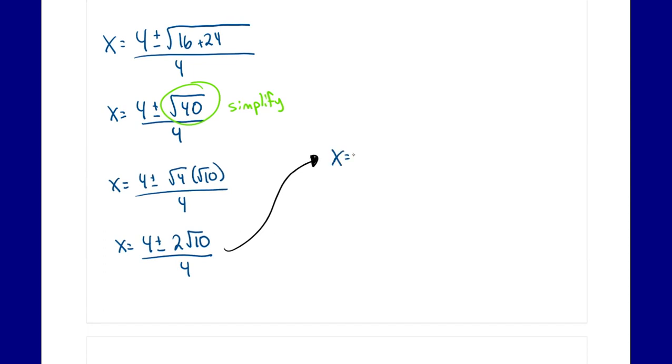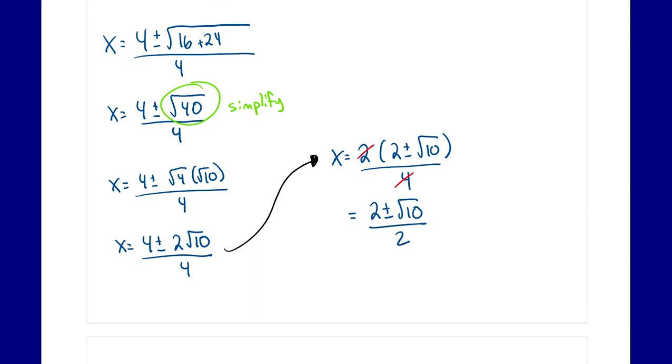x equals 2 times 2 plus or minus root 10, divided by 4, because we factored out the 2. And simplify by canceling out the factor: 2 plus or minus root 10 divided by 2.